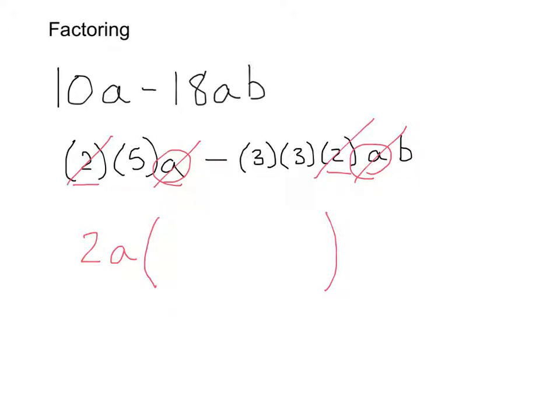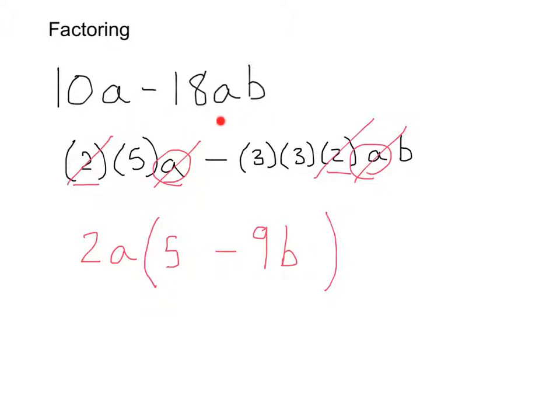So look at the first term. What's left in the first term once I remove the 2 and put it here and the A and put it here? 5. So I'm going to put my 5 right there, minus. And in this second term, I removed this 2 and put it right here, didn't I? And I removed this A and I put it right here, didn't I? And so what's left is 9, what? 9 what? B.